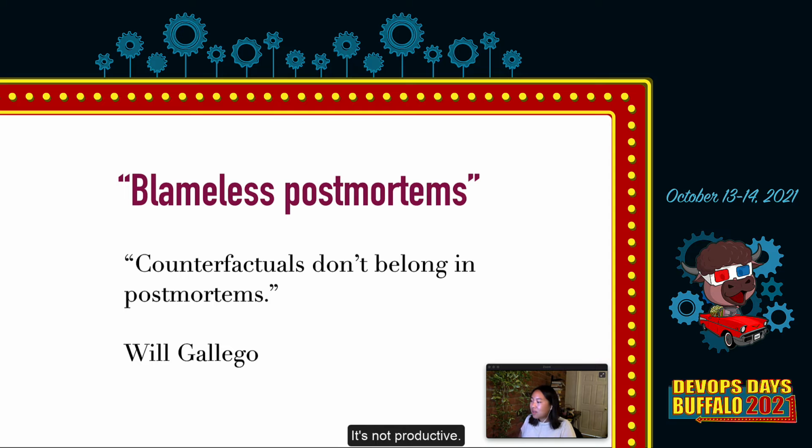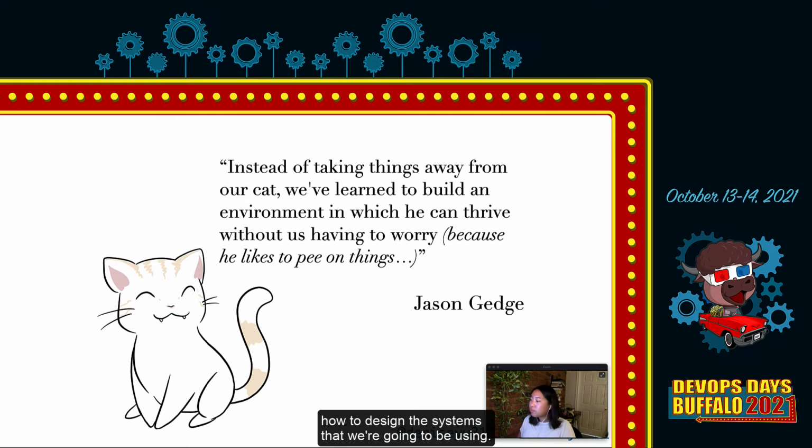It's not productive. In addition to having safe postmortem processes, I think it's worth spending time thinking about how to design the systems that we're going to be using. Jason learned from his cat Percy that a lot of what it means to be a good cat owner is to carefully think about the environment that you've designed.